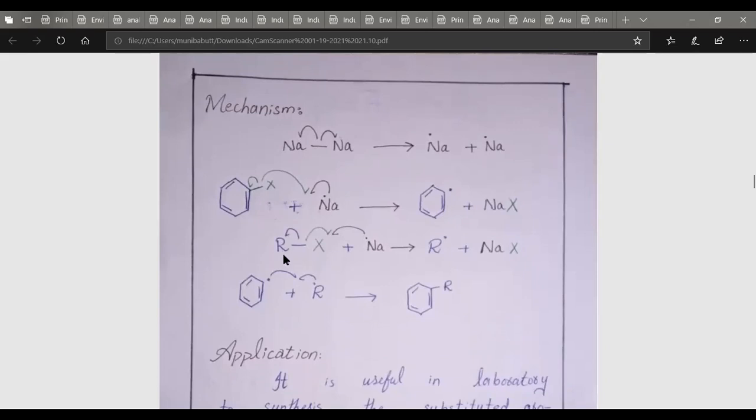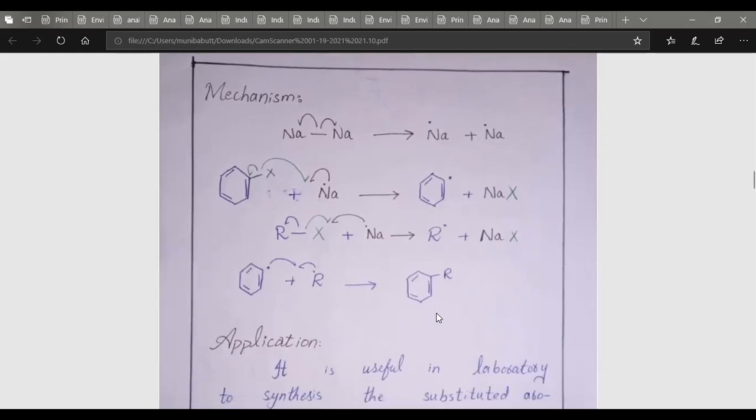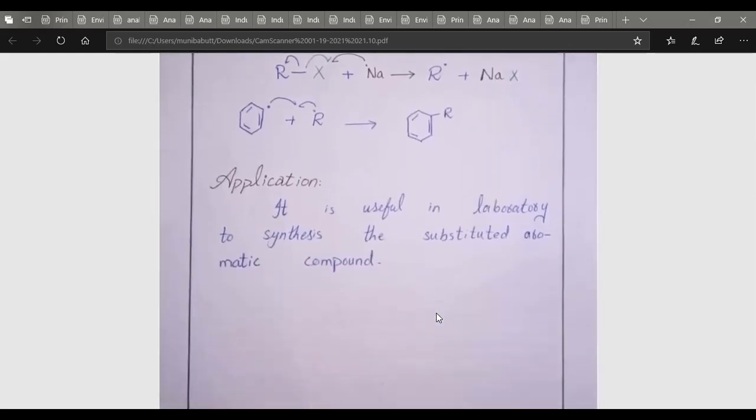Now we take an alkyl halide and a second sodium radical. Homolytic splitting also takes place in this way. Sodium halide and the alkyl radical are formed. When these two radicals combine to form this product, it is called the coupling product or substituted product. Now I move to its application. It is very useful in the laboratory to synthesize substituted aromatic compounds.